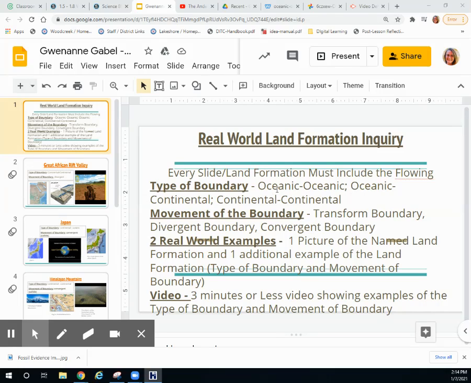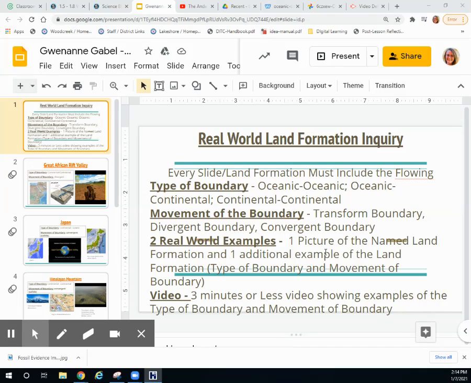So you have oceanic crust interacting with oceanic crust, oceanic crust interacting with continental crust, and then continental crust interacting with continental crust. All of these interactions are the reason we have some of these famous land formations, because those types of crust will interact in three ways. They'll either slide, or transform, they'll divide, which is called the divergent boundary, or they'll collide, which is called the convergent boundary.